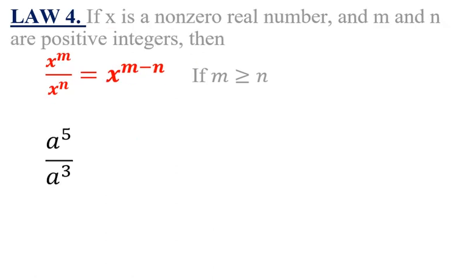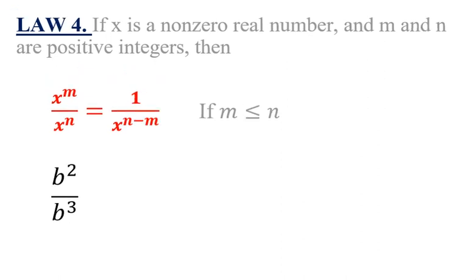Example natin sa una: a raised to 5 over a raised to 3. So, mas malaki yung exponent ng numerator kaysa sa denominator. So, yan ay magiging a raised to 5 minus 3. And that is equal to a squared. So, kanina, kapag multiplication, pag-addin natin. Pero dito, dahil division siya, pag-minusin natin.